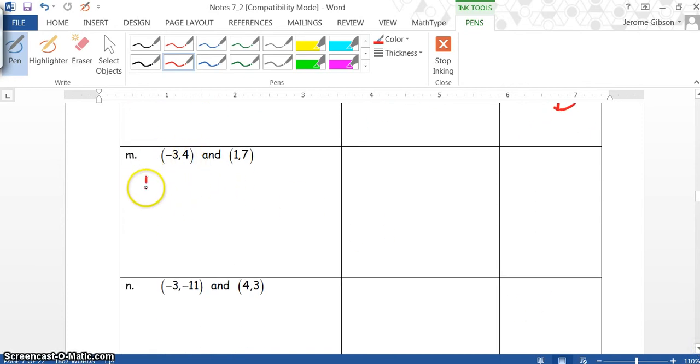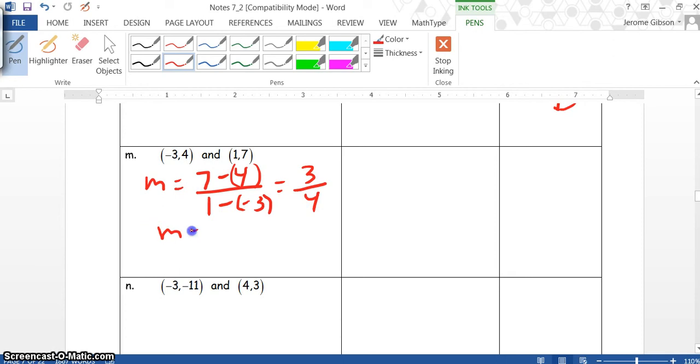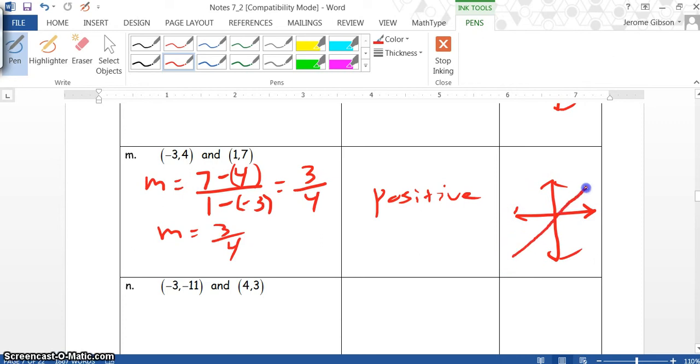Now we come here. Slope is y sub 2 minus y sub 1 all over x sub 2 minus x sub 1. 7 minus 4 is 3. 1 minus a negative 3 will give us positive 4. So we know the slope is positive. Draw a line representing a positive slope. Remember, the line rises to the right.